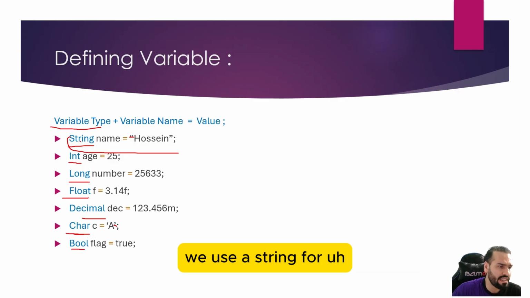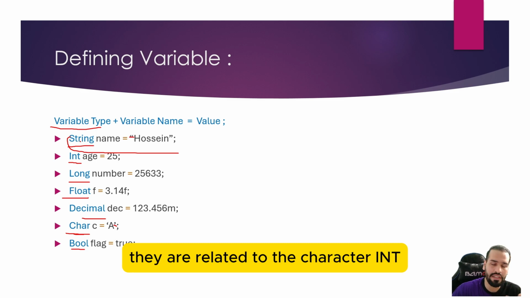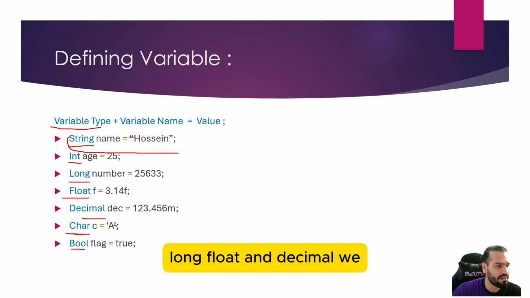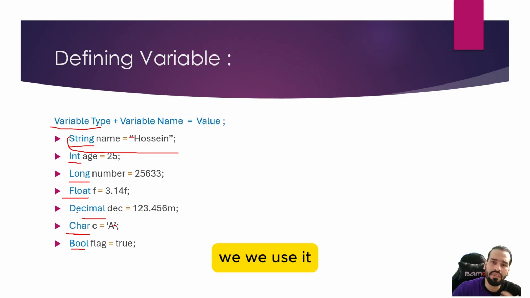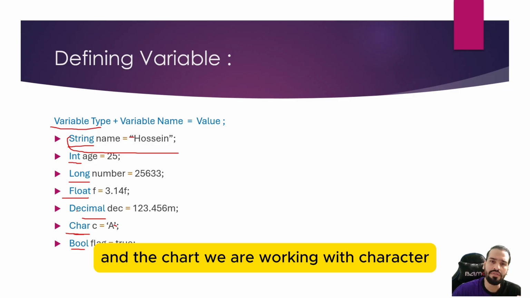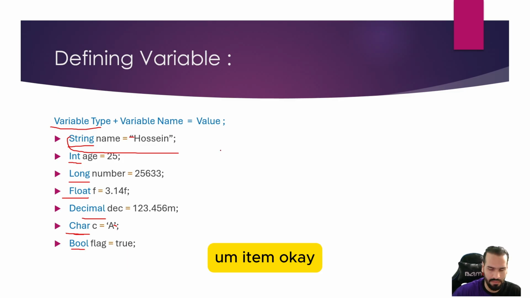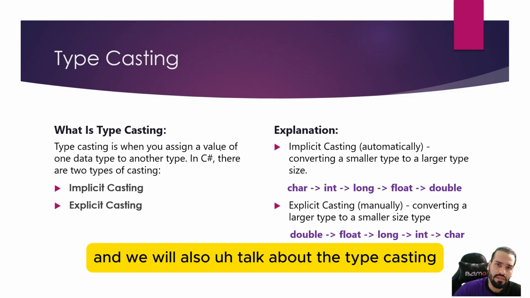Okay, we use string, for example, for the items we want that are related to characters. Int, long, float, and decimal, we use all of these items for working with numbers, and char is for working with a character, and bool is related to true and false. Okay, and we will also talk about typecasting.